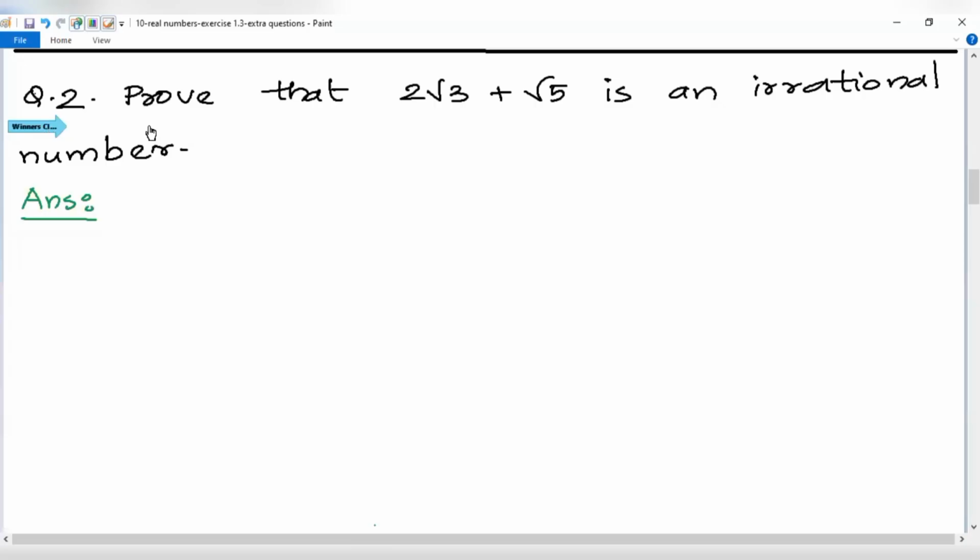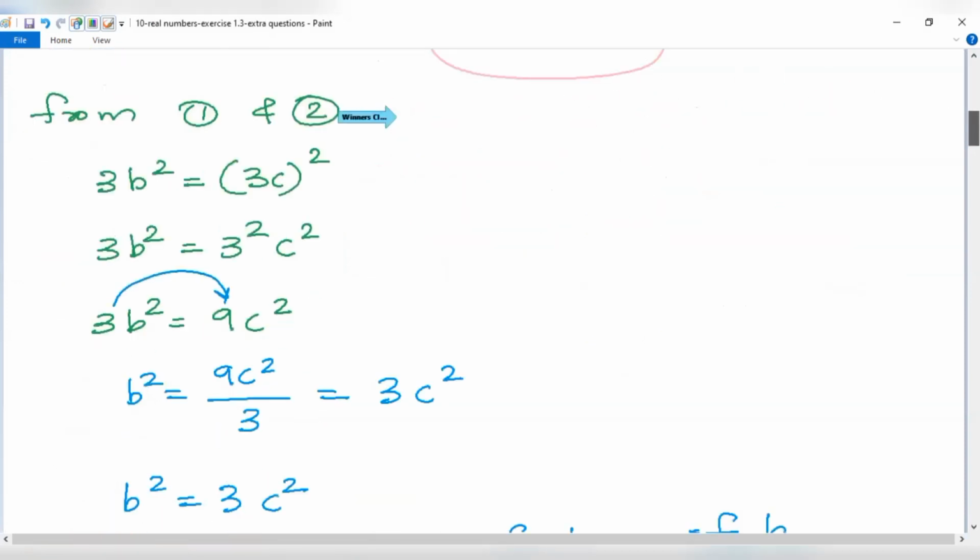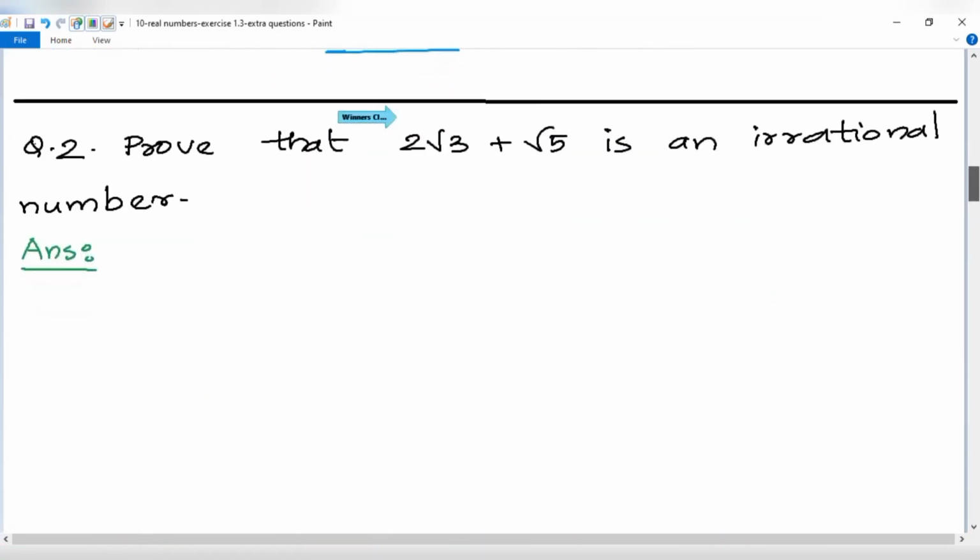This is our next question. Prove that 2 root 3 plus root 5 is an irrational number. Here it is a combination of two numbers, right? The first term is 2 root 3 and the next is root 5. In the first question, it was not like that. Only a single number was given, root 3 itself. So here, the procedure is almost the same.